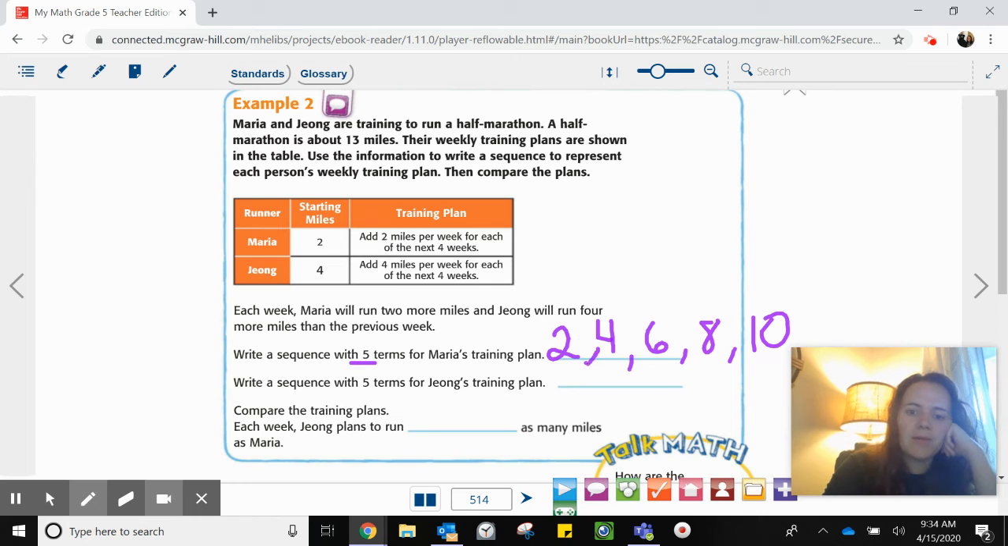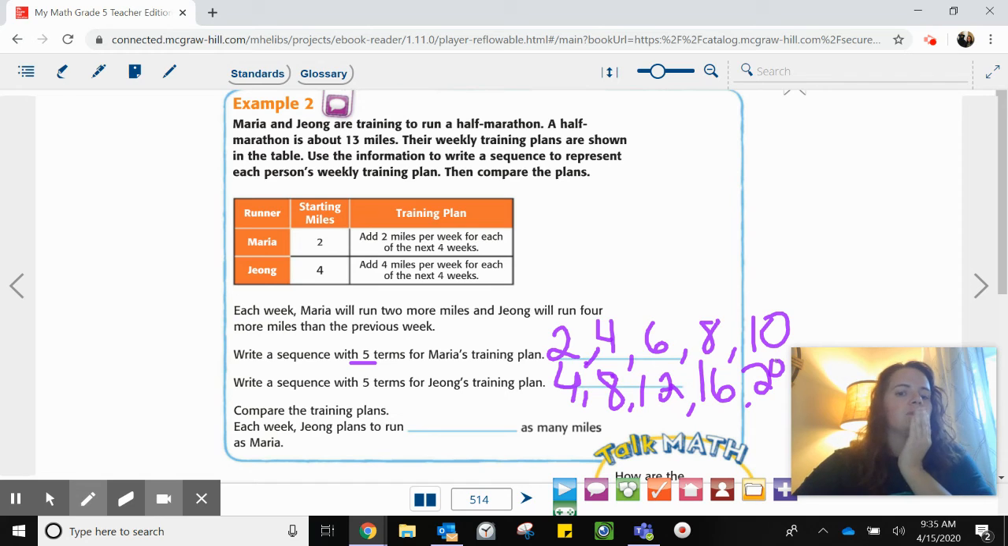There should be a comma right here. Sorry. Then Jong, he starts with 4, and we add 4 miles each week after. So we're skip counting by 4s: 4, 8, 12, 16, 20.